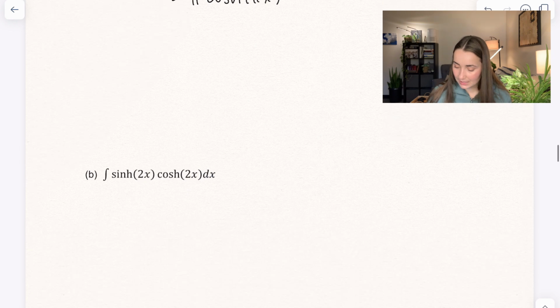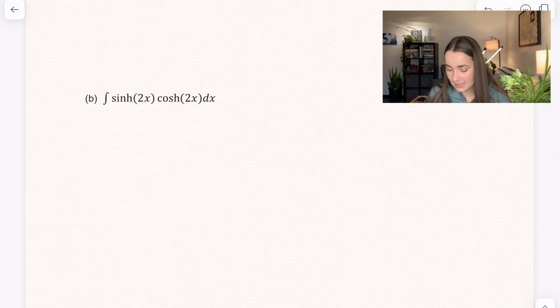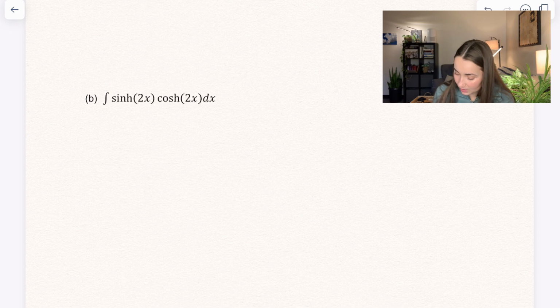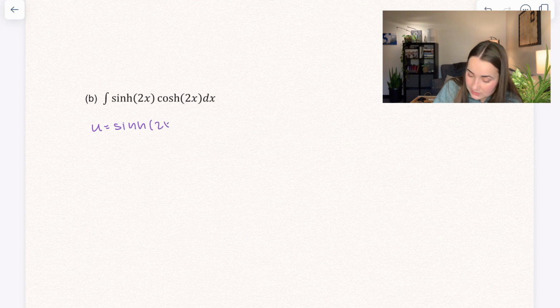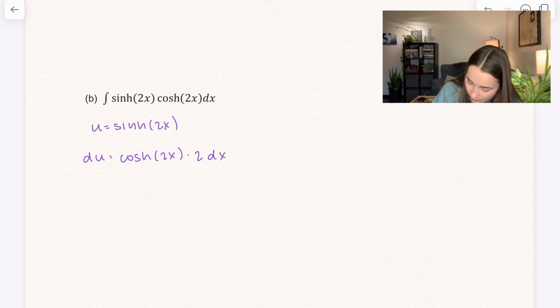So let's go to part B. Here we have hyperbolic sine times hyperbolic cosine, both of 2x dx. So in this case, I'm going to go ahead and use substitution. I'm going to choose to set u equal to hyperbolic sine of 2x, and you could also set it equal to hyperbolic cosine. You can do either of them, and you will end up with a correct solution. So here I get du is equal to, and we're going to take the derivative of the outside at the inside times the derivative of the inside. So if you wanted, you could rewrite that as 2 times cosh of 2x dx.